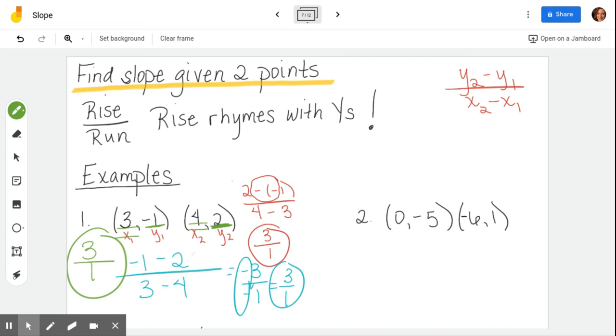Okay, number 2. I'm going to do that last method that I just showed you because that's just my habit. That's what I'm most comfortable with. But you do whichever way makes most sense. We're all going to get the same answer.